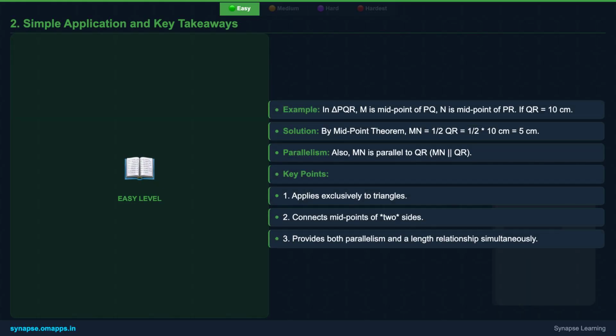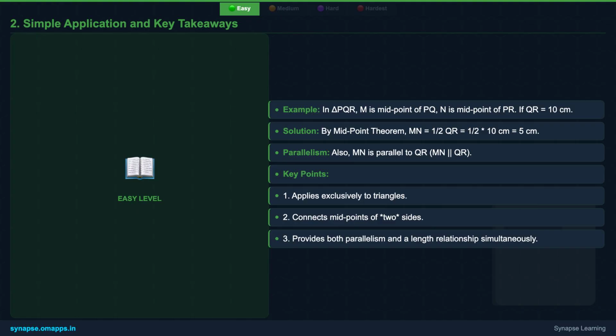Consider a triangle PQR. If M is the midpoint of PQ and N is the midpoint of PR, and the side QR is 10 centimeters long, what can we say about MN? According to our theorem, MN will be half of QR, so 5 centimeters. And remember, MN will also be parallel to QR. It's like finding a smaller, identical triangle hidden inside the larger one.